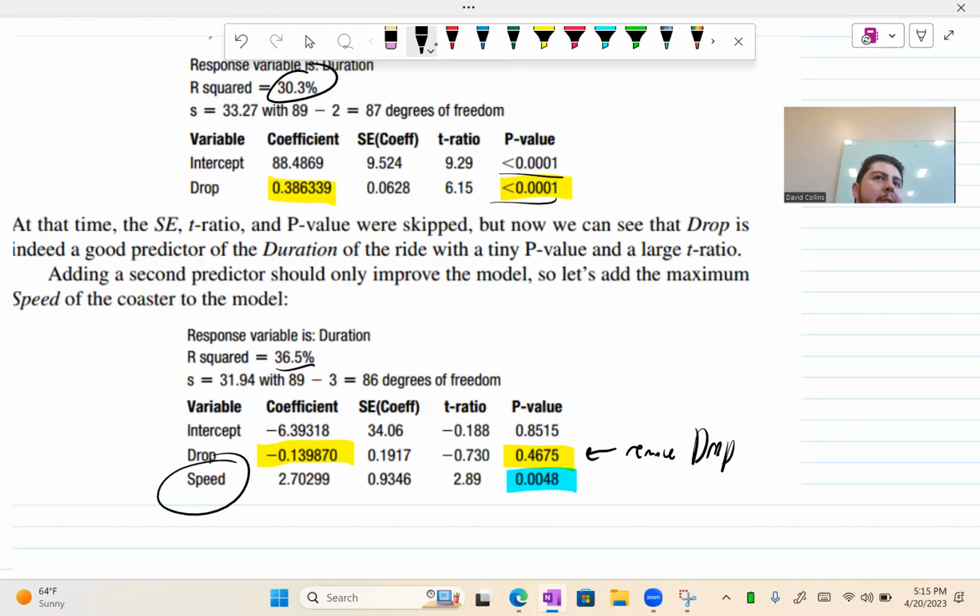By seeing the change in the p-values, and the fact that the coefficients change from positive to negative, is how we know they're collinear. You'd need to see both these tables in order to do that, or a plot of drop and speed.